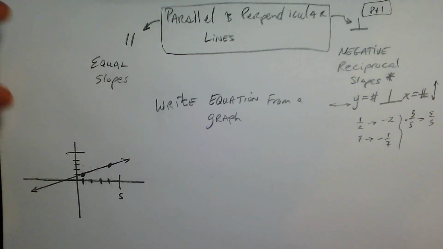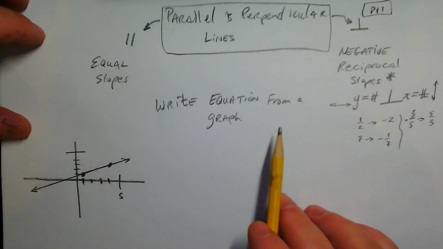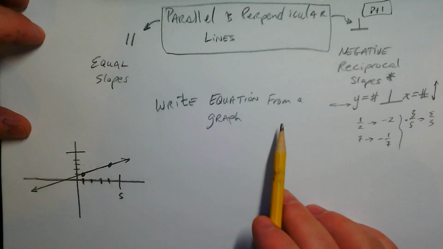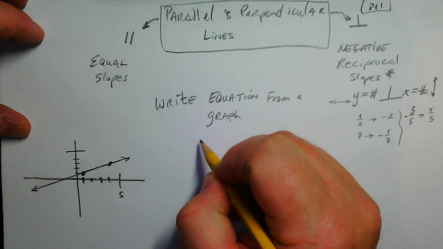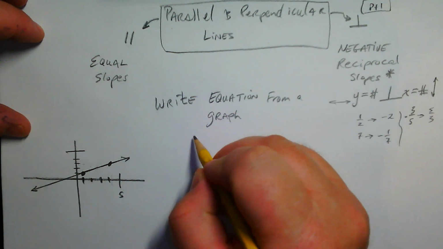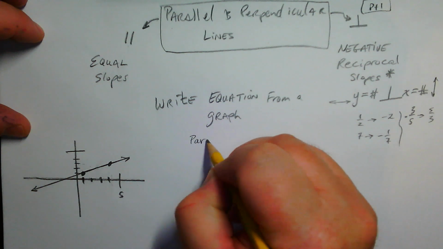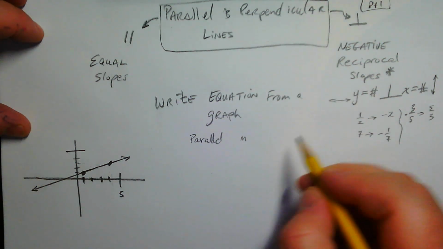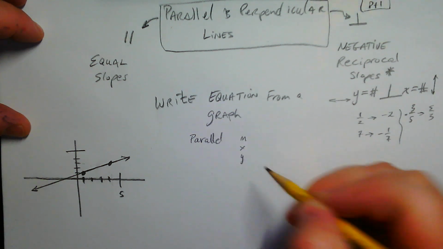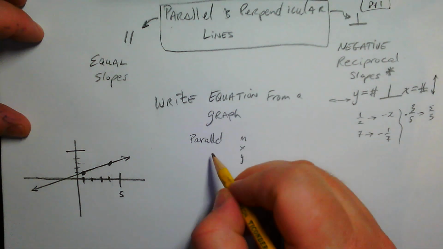Alright, so enough background information. Let's talk about writing the equation of a line that would be parallel, and then we'll do another one that's perpendicular, to a graph. So you need three pieces of information. Well, you really need four. You need to know if it's parallel or perpendicular. In this case it's parallel. So we're going to need to find the slope, and then we're going to need to find one point, one x and one y. Usually it will tell you.